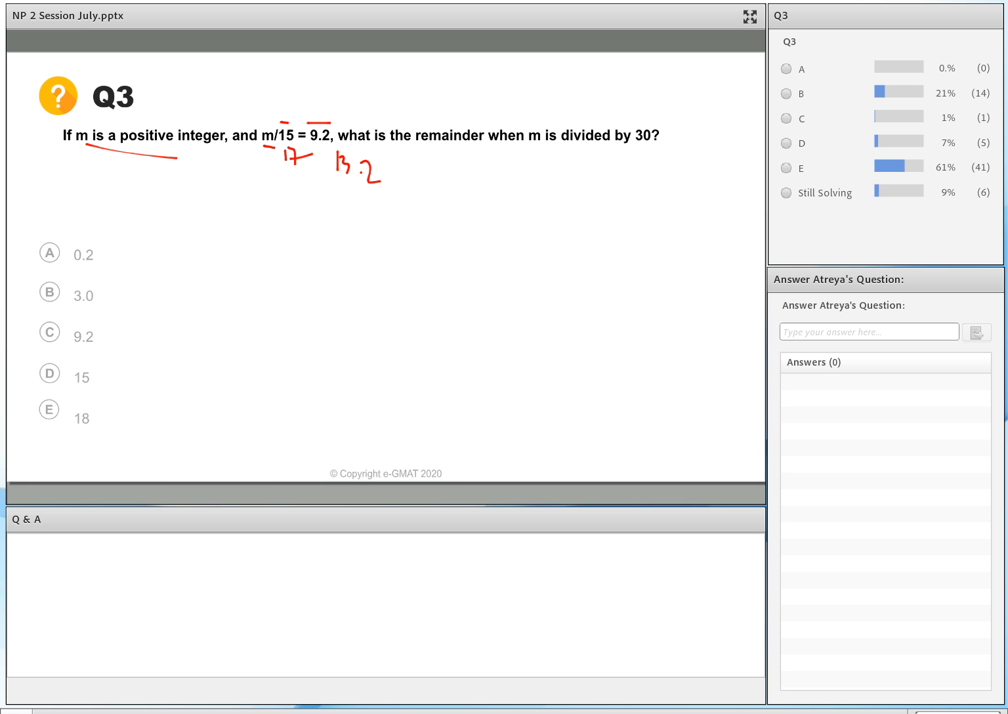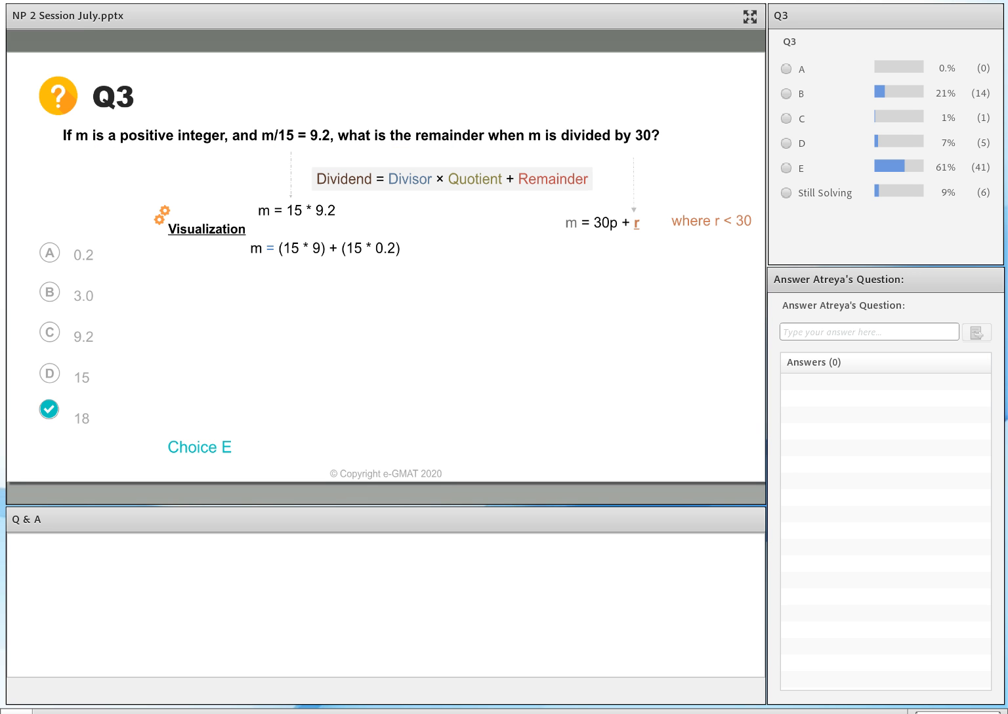M by 15 is equal to 9.2. What is the remainder when m is divided by 30? Again, we'll do the same step over here. So m is 15 times 9.2, and I know that I need to write m in terms of 30p plus r, where r is less than the divisor, which is equal to 30 over here.